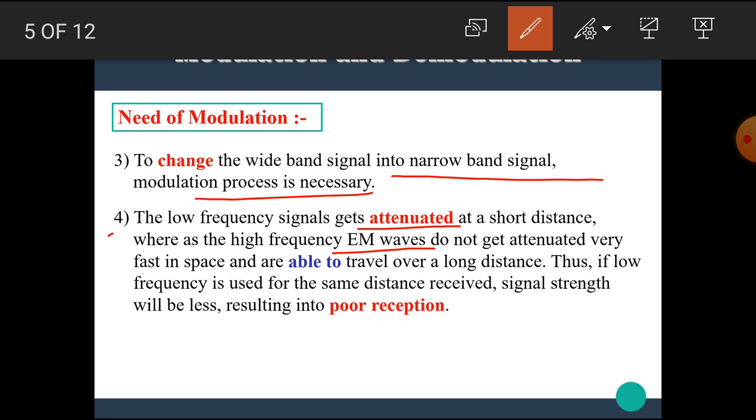The fourth is that a low frequency signal gets attenuated at short distance, whereas high frequency electromagnetic waves do not get attenuated very fast in space and are able to travel over a long distance. Thus, if low frequency is used for the same distance, the received signal strength will be less, resulting in poor reception. That means if we want to transmit a low frequency signal over a long distance, and we consider that the antenna height is not our problem, then another problem persists: at the long distance the original signal loses information and the reception becomes very poor.